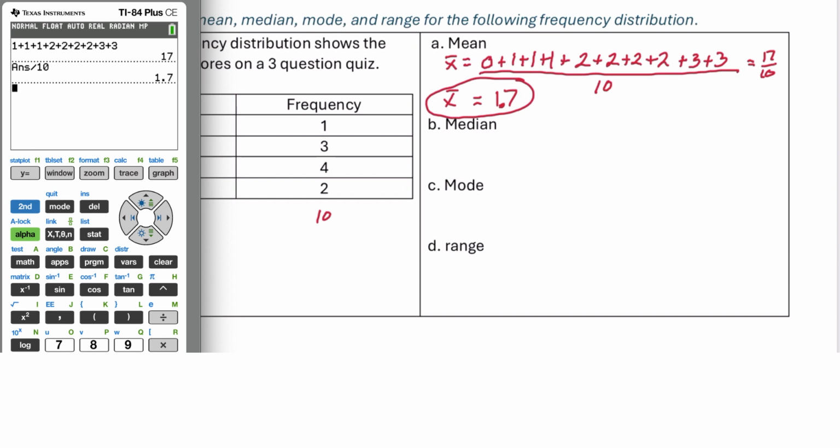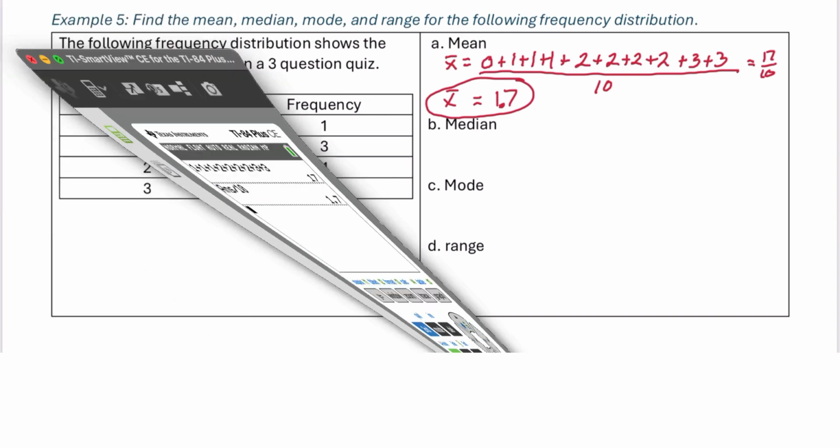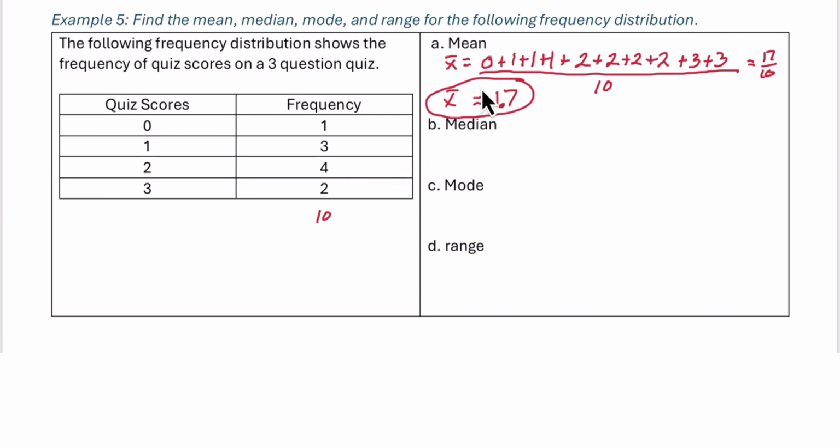The median will be the number that's in the middle of the data set. In order to find the median, the numbers do have to be arranged in order, so we can list them out similar to how we listed them when we found the mean. We have 0, 1, 1, 1, 2, 2, 2, 2, 3, 3. So if we count them up, we know that there's 10 numbers total. So we can find the middle. We have 5 numbers on the left, 5 numbers on the right.